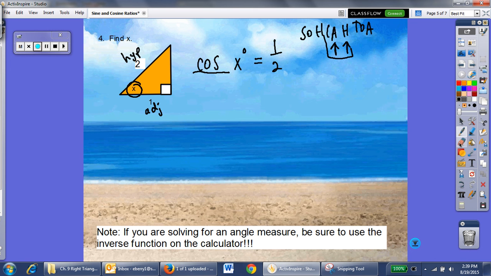So remember, anytime we're looking for an angle measurement, we need to use the inverse function. So we can write cosine inverse of 1/2. So typing this into your calculator, you click second, which is in the top left corner, and then cosine of 1 divided by 2, and I got 60 degrees. That means that x right here has to be 60 degrees.